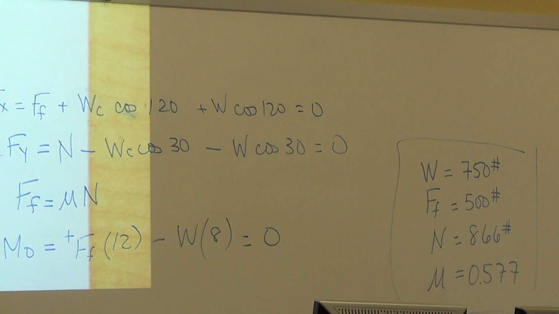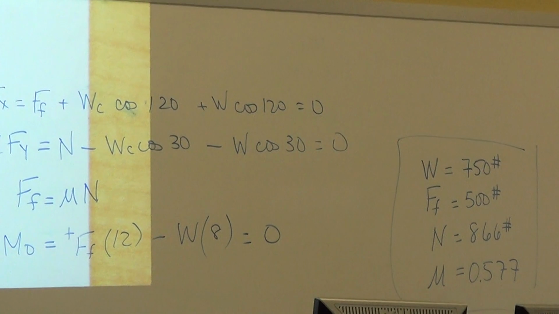So what was the question? It said, determine the weight W and the minimum coefficient of friction between the inclined surface and the cylinder. You did it.